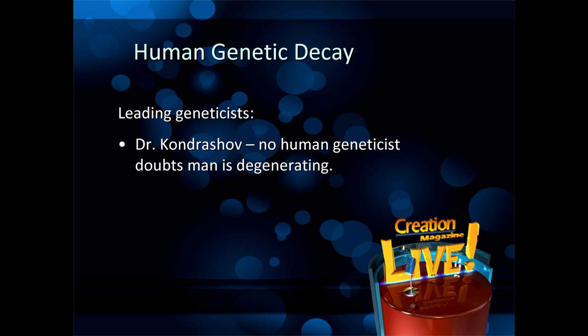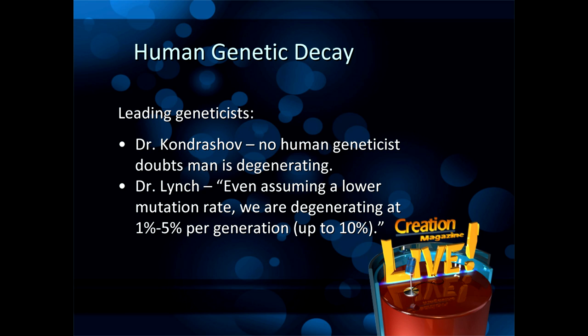Yes, and it's not just a creationist idea. Leading human population geneticists have said the same thing. Right. Here are some quotes. Leading geneticists like Dr. Kondrashov: no human geneticist doubts that man is degenerating. Dr. Lynch: even assuming a lower mutation rate, we are degenerating 1 to 5% per generation, up to 10%. Now he's talking fitness level. He's talking, yes, our ability to live and survive as a fitness level. We'll talk about that in a few minutes. There's another amazing quote by Dr. Crow where he says, we're inferior to cavemen.